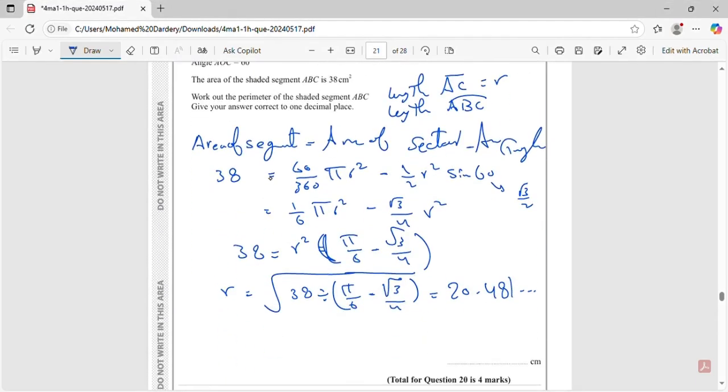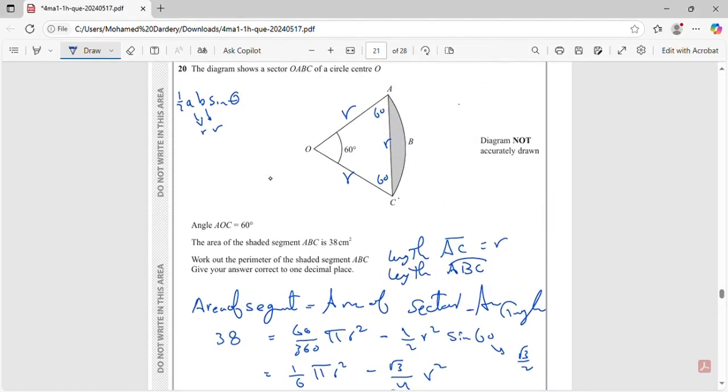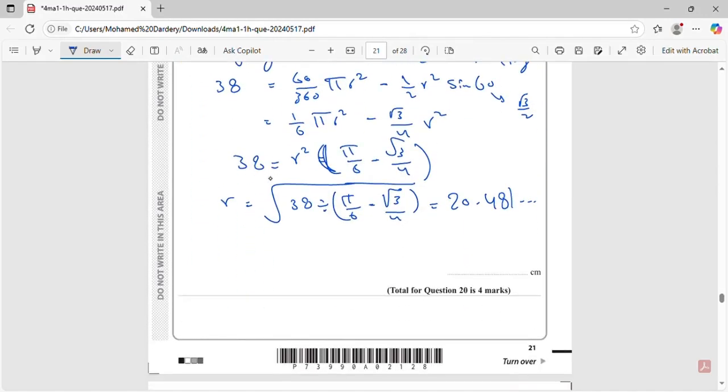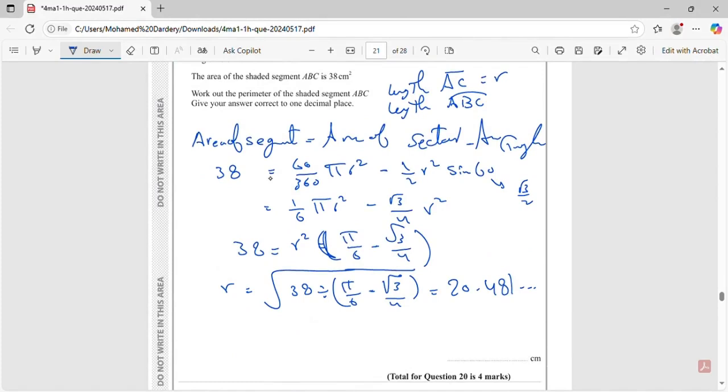So to find the arc ABC, I will apply theta over 360 multiplied by the circumference of the circle, which is pi D. And D here is equal to 2r, of course. So the arc ABC will be theta over 360, which is 60 over 360, so 1 over 6, multiplied by pi D, which is the value of r times 2, so it will be multiplied by 20.481 multiplied by 2.